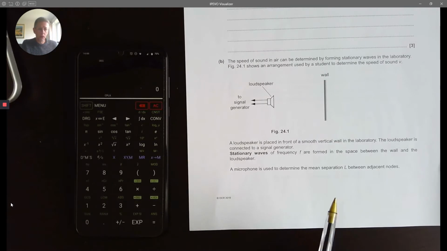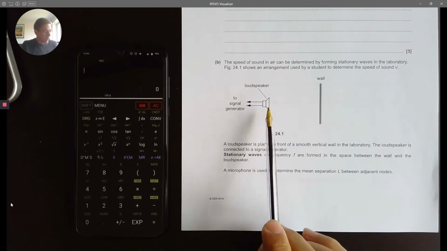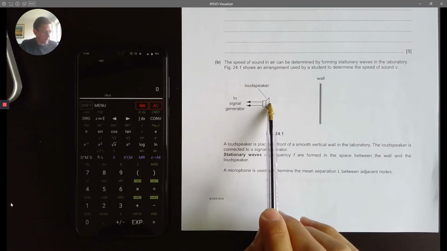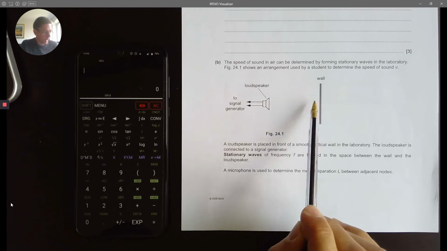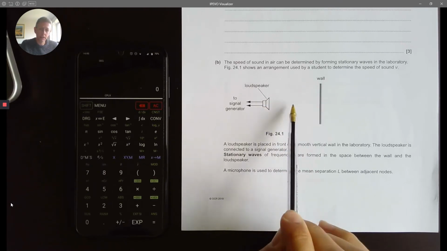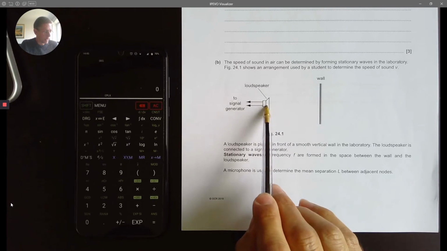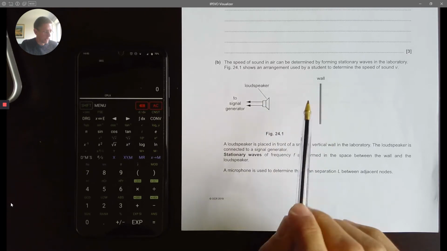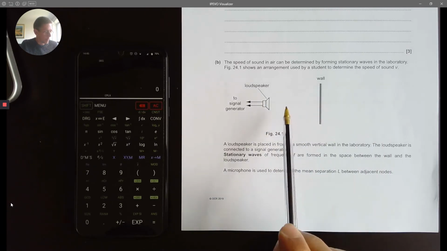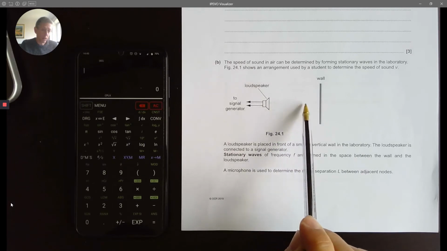Okay, so on to part B. We're bouncing a pure frequency of sound waves off a wall, and it's coming back, and there's some interference. If we get the loudspeaker at just the right frequency and just the right distance, we're getting a pattern of nodes and antinodes in this gap.